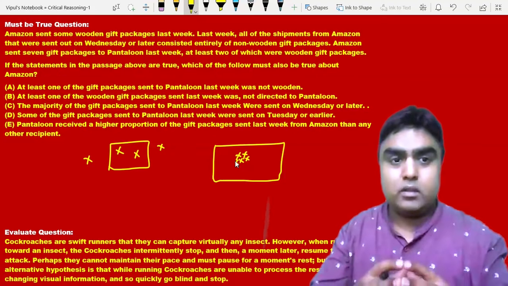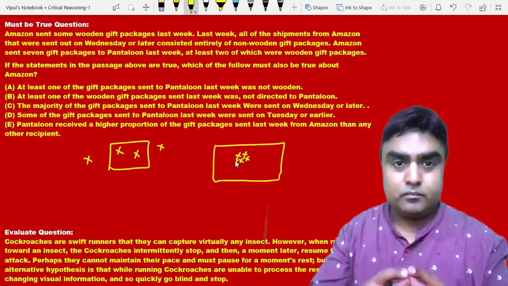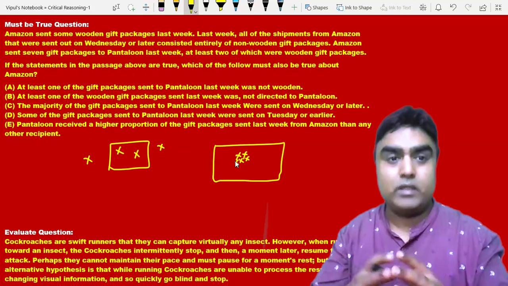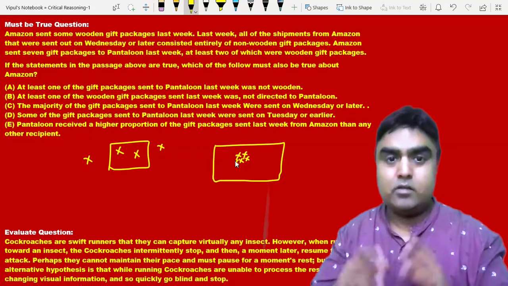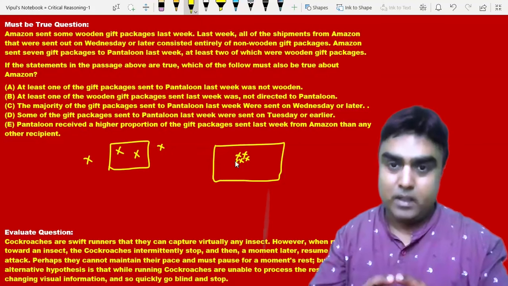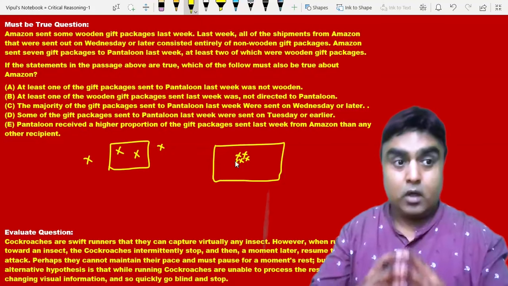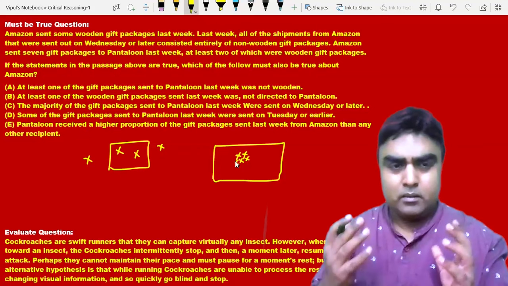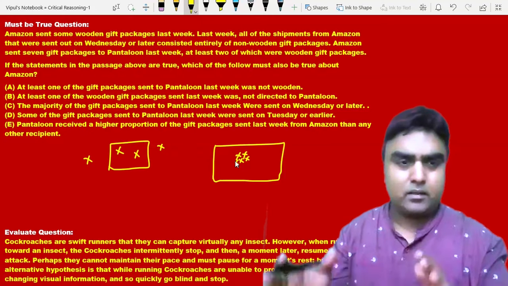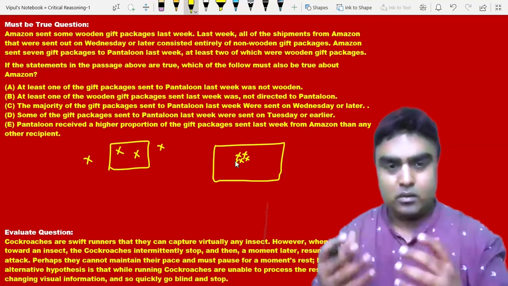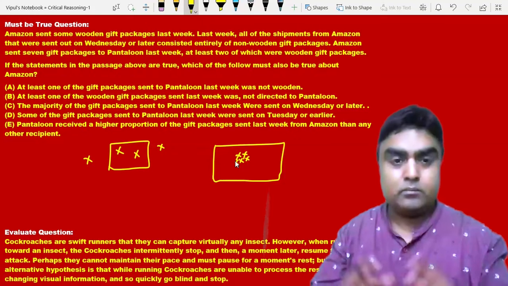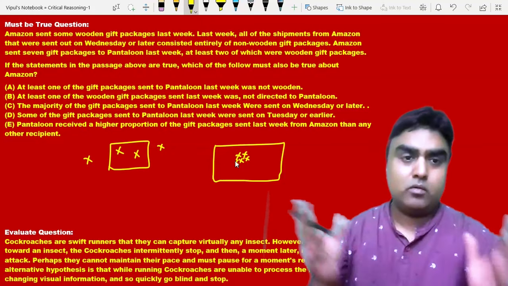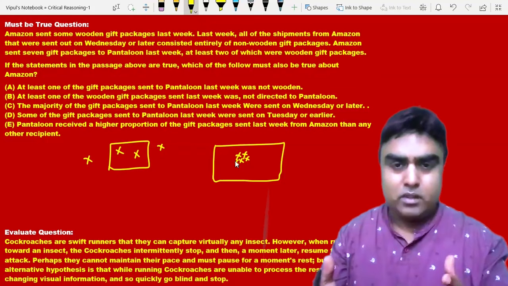Amazon sent some wooden gift packages last week. Last week, all of the shipments from Amazon that were sent out on Wednesday or later consisted entirely of non-wooden gift packages. Now, Amazon sent 7 gift packages to Pantaloons last week. Take it as any name, Pantaloons or Megha or Ram, any name you can take. At least 2 of which were wooden gift packages. So Amazon sent, so it looks very easy.